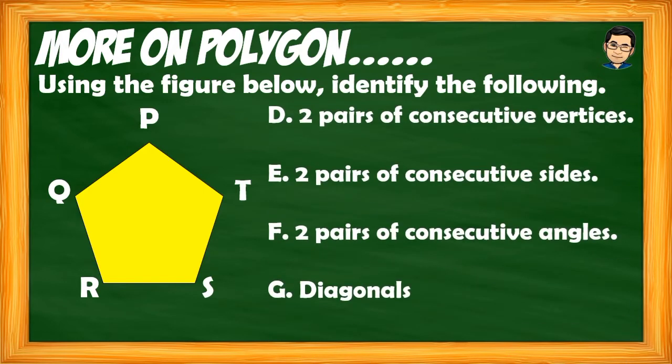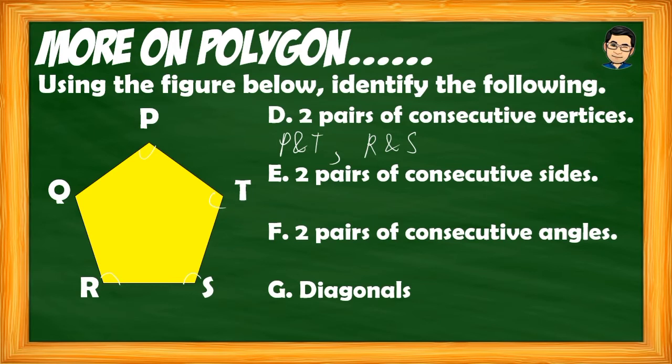Next, 2 pairs of consecutive vertices. Okay, so, dalawang pares ng magkakasunod na vertices. Unang pares, like for example, ayan, vertex P and T. Magkasunod po yan. What else? R tsaka S. Okay, so R and S. As long as magkasunod po sila, consecutive vertices po yon.